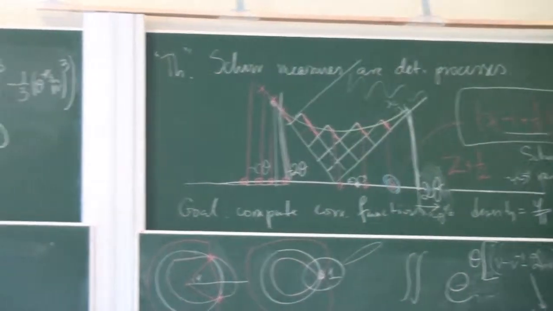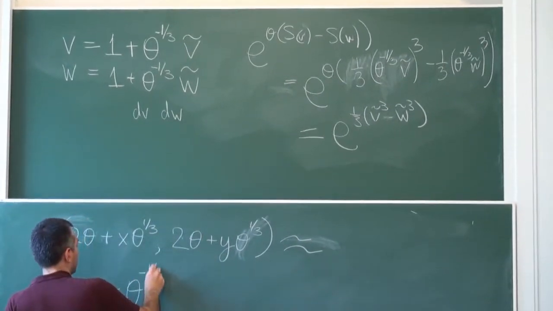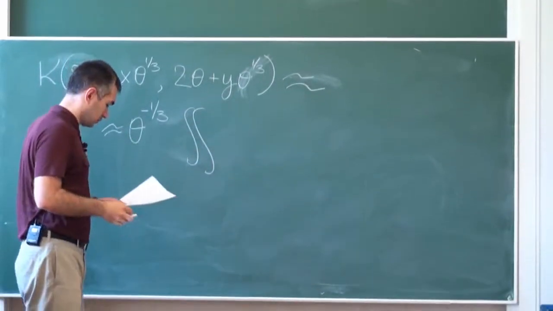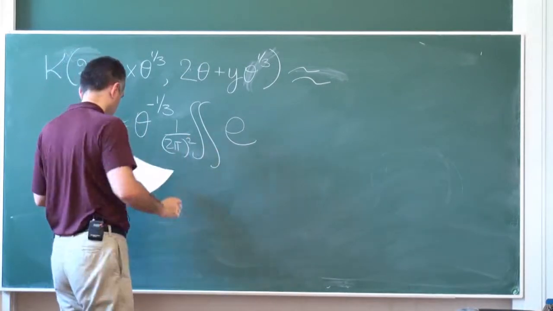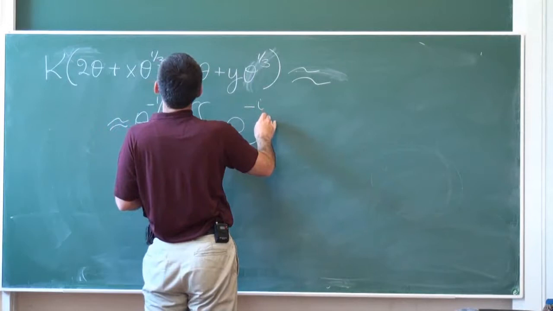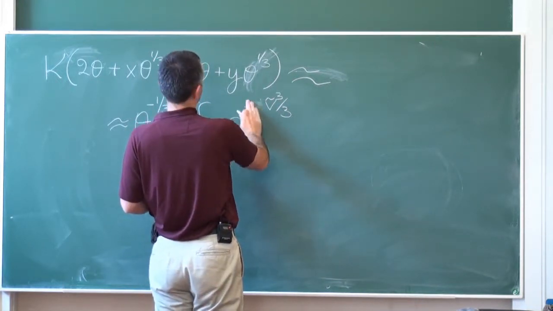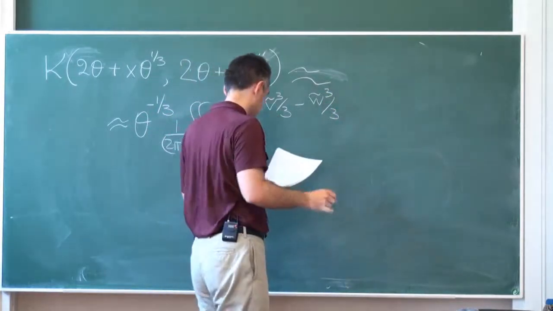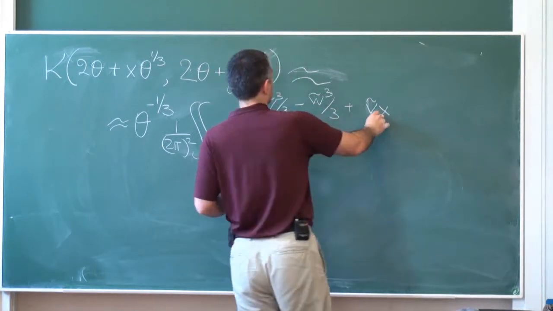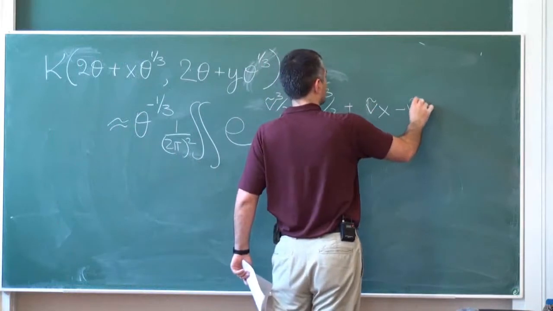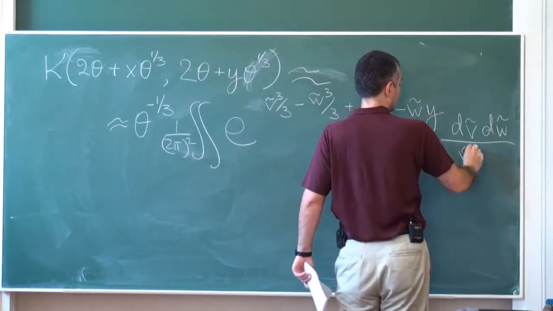And if I do that change of variable in the integral, then after I collect all terms, I'll get the asymptotic behavior that this is equal to theta to the power minus 1/3 times the double integral of 1 over (2 pi i) squared, e to the power (v tilde cubed over 3 minus w tilde cubed over 3 plus v tilde x minus w tilde y), dv tilde dw tilde divided by (v tilde minus w tilde).